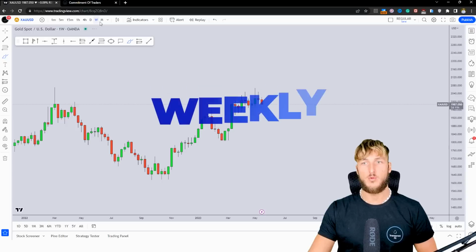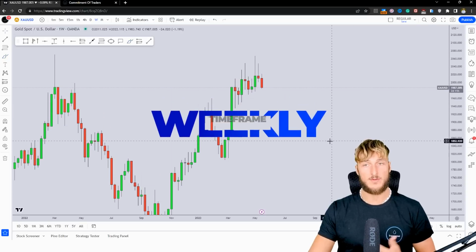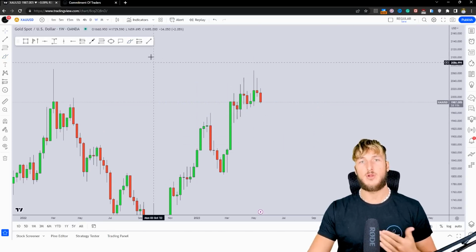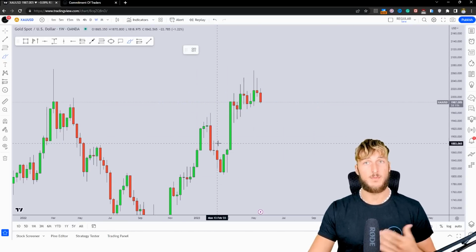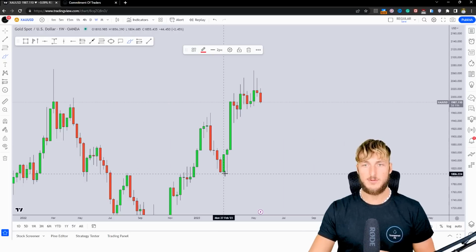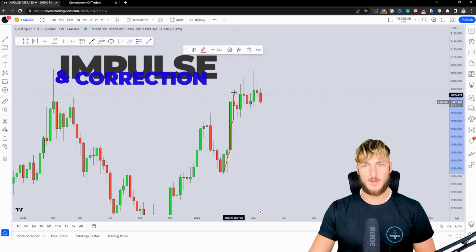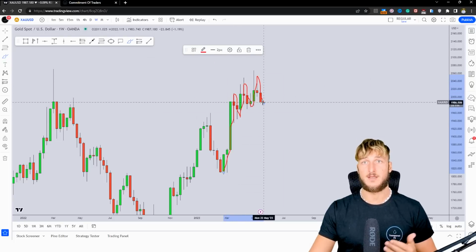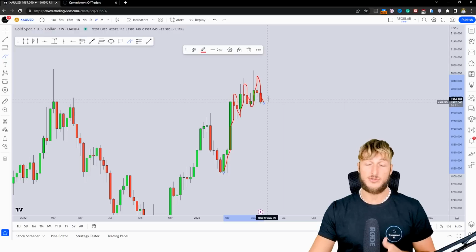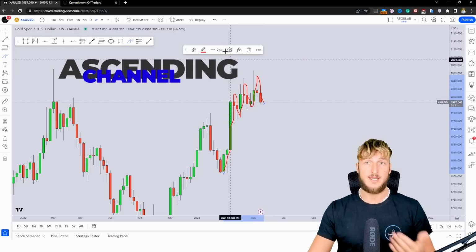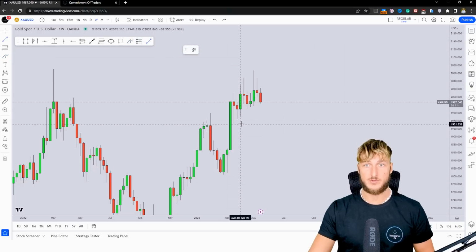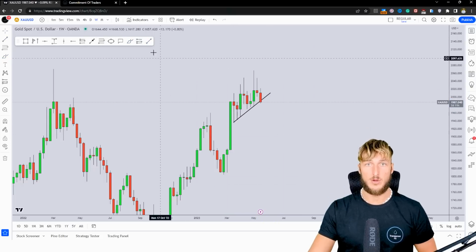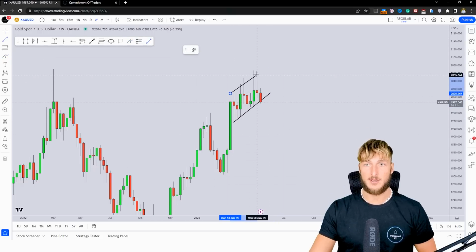Dropping down on the weekly time frame, what do we have? Well, from a weekly perspective, if we follow the movement of the market, so the pattern of the market, we can see from here a very strong impulse to the upside, and then the market started creating this ascending trend line, ascending channel, which is in between two trend lines, which are these ones here. This is the low of the channel and this is the high of the channel.